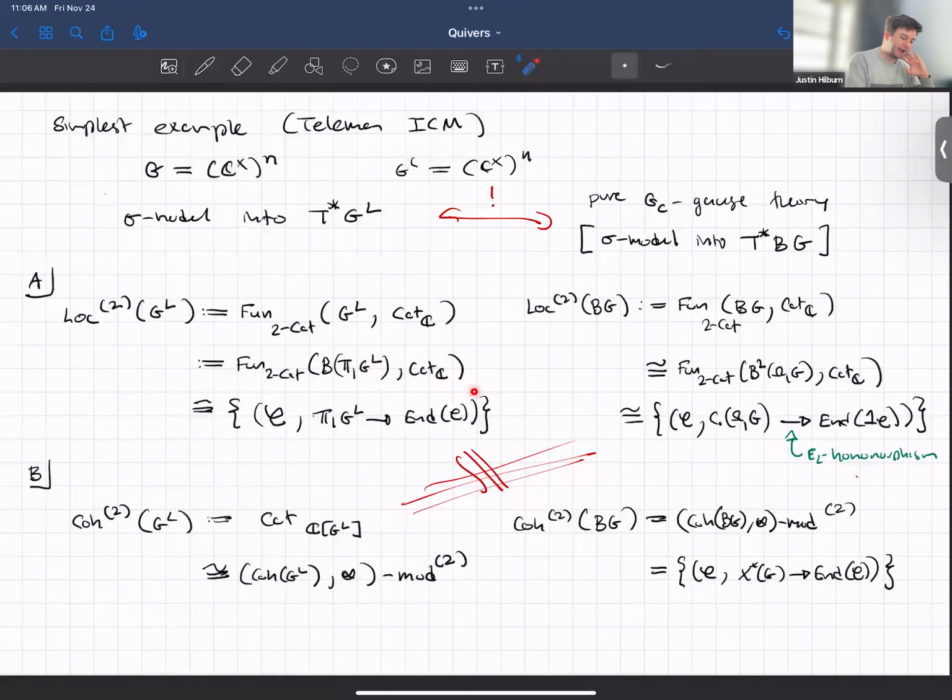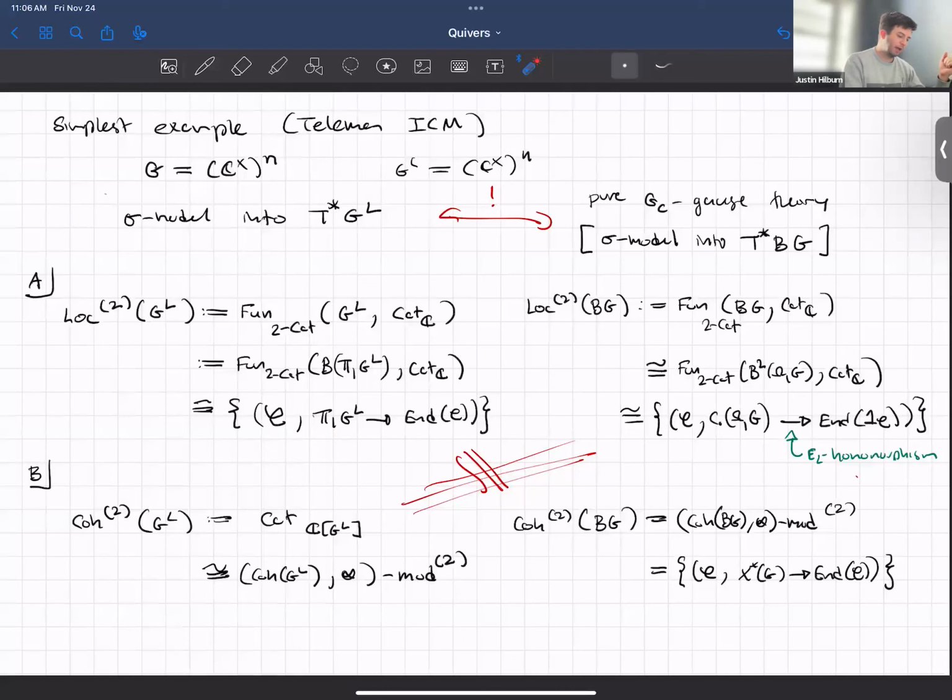And so when you unpack all of this, you find that such a functor is just the same thing as the data of a category plus one automorphism for every element of the fundamental group. This is the same as when you would say a local system is just a vector space plus an automorphism for every element of the fundamental group. And so that isn't too bad.